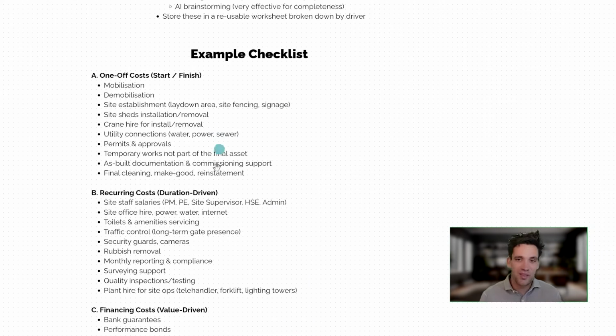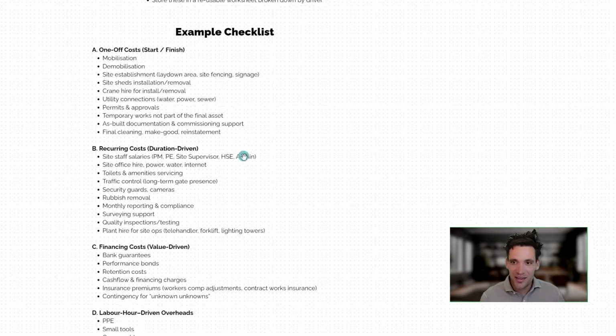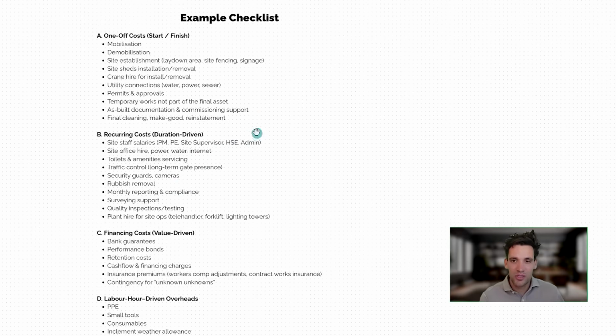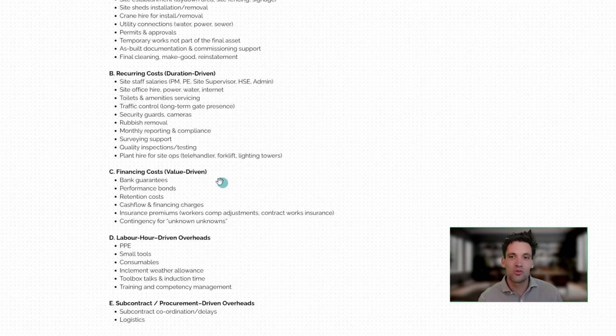An example of a one-off cost would be things like site mobilization, installing and removing the site sheds, permits, initial utility connections for the temporary buildings, any sort of temporary laydown area, and any sort of final as-built condition reporting or commissioning support. Your recurring costs are the costs that are driven by the duration of the project. You'd have things like staff salaries, site office power, toilets, servicing, traffic control, security guards, cameras, rubbish removal.